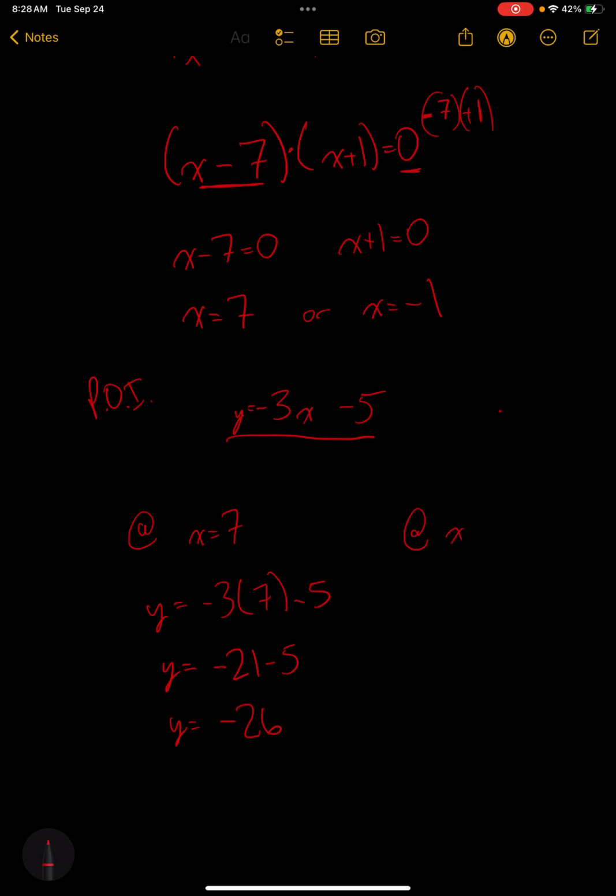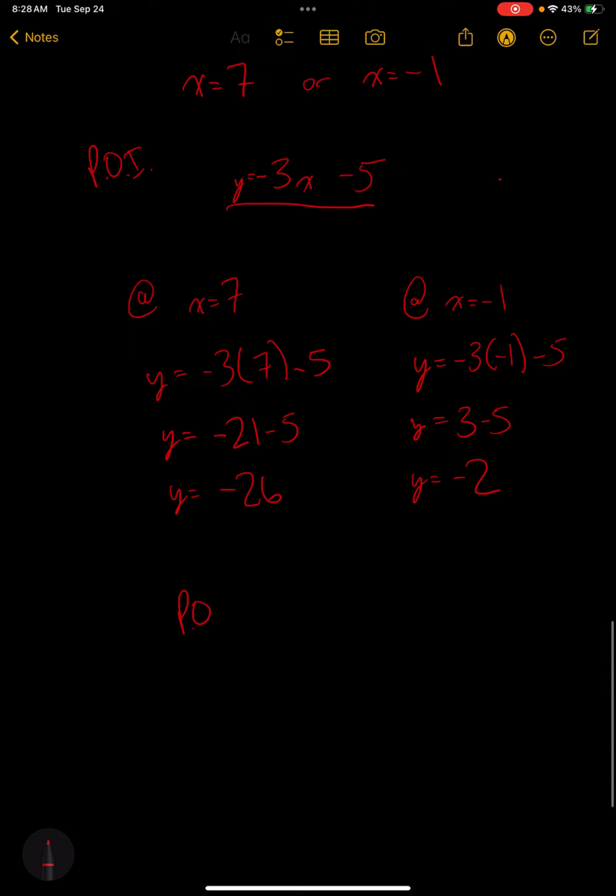And at x equals minus 1, y is equal to minus 3 times minus 1 minus 5. And what do we end up with? We end up with 3 minus 5. Y is equal to minus 2. So my points of intersection are 7, minus 26 and minus 1, minus 2. And that's how that question is done.